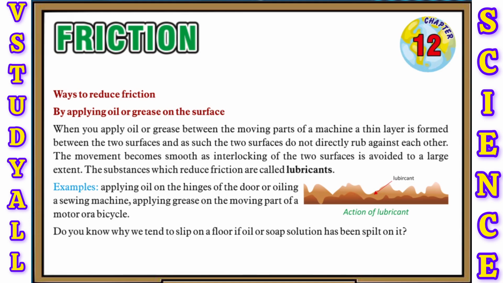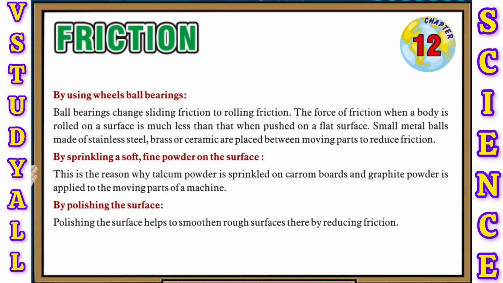So now examples: applying oil on the hinges of the door, or oiling a sewing machine, applying grease on the moving part of a motor or bicycle. So here you can see the picture, that is the action of a lubricant. Do you know why we tend to slip on a floor if oil or soap solution has been spilt on it? Now let's see, by using wheel ball bearings.